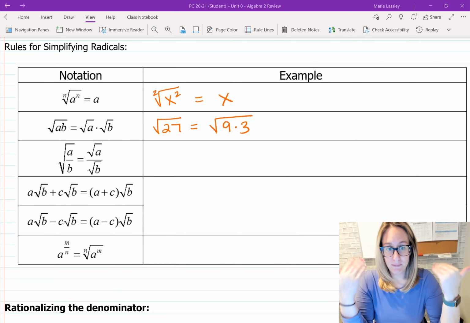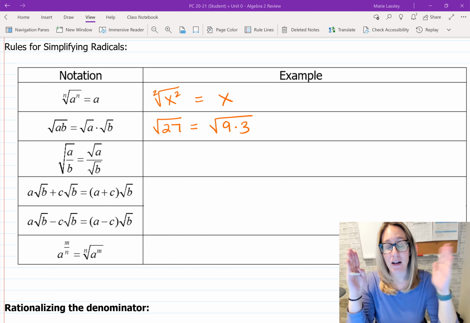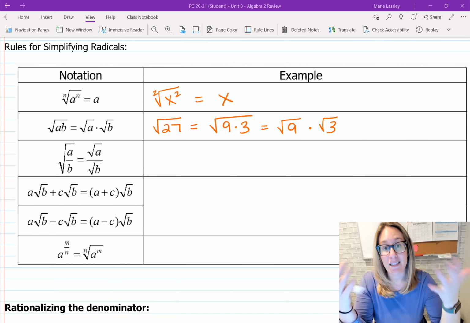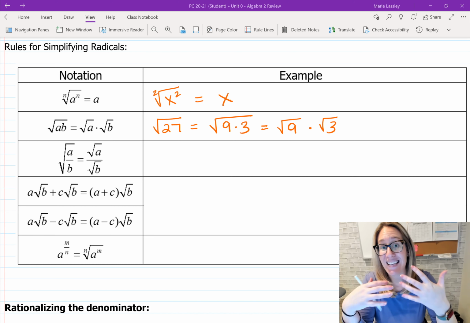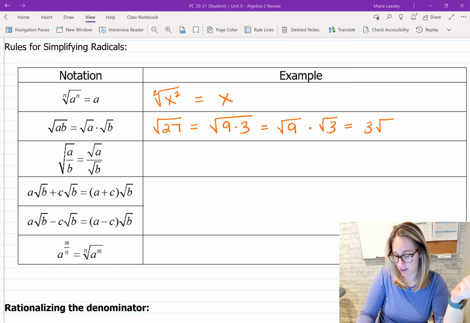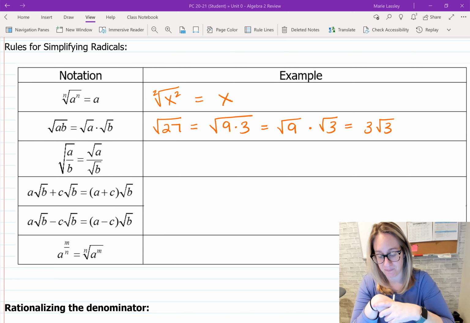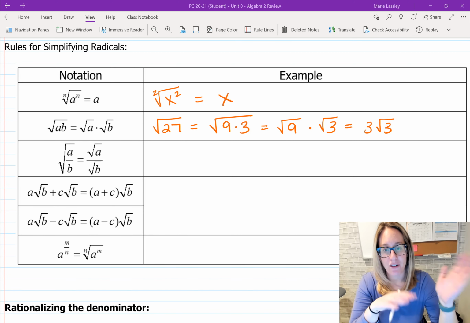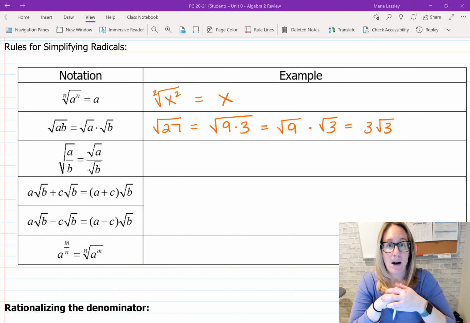Using this multiplication rule, I'm now allowed to break these two apart and write it as the square root of 9 times the square root of 3. And then I can simplify because I know that the square root of 9 is just 3. So I'm left with 3 and then square root of 3. And like I said, it works the same backwards. If you had the square root of 9 times the square root of 3 separate like that, you can merge them together to get the square root of 27. We're going to see both of those instances once we get to the example problems. So that's your multiplication rule.